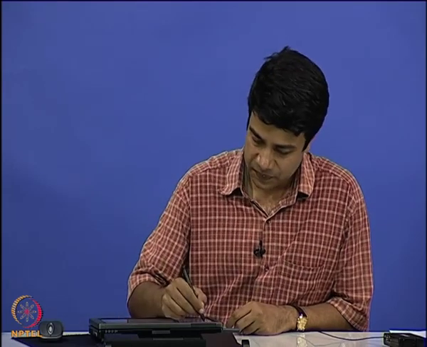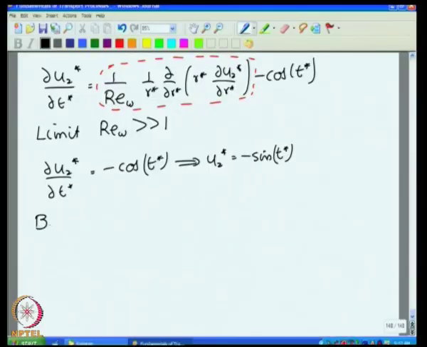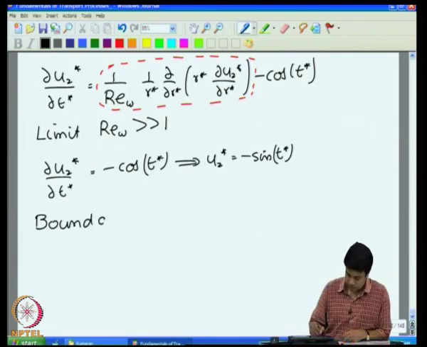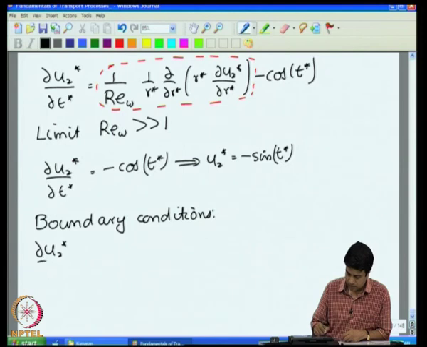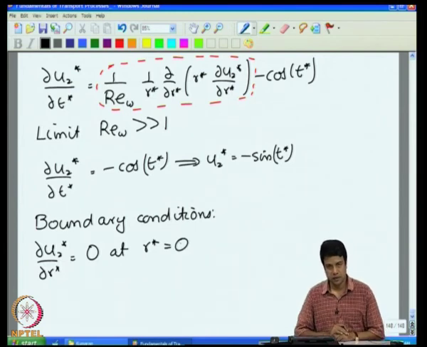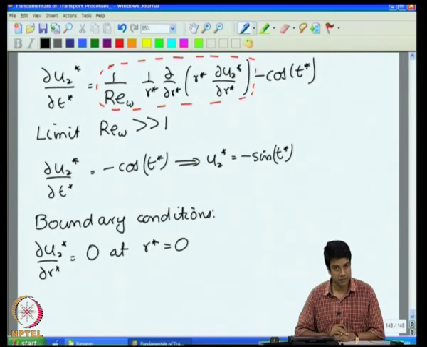Now, we have to satisfy boundary conditions. The first is d u z by dr is equal to 0 at r is equal to 0. Clearly, that boundary condition is satisfied. If I take the derivative of u z that I have, since u z is independent of r, its derivative is identically equal to 0.